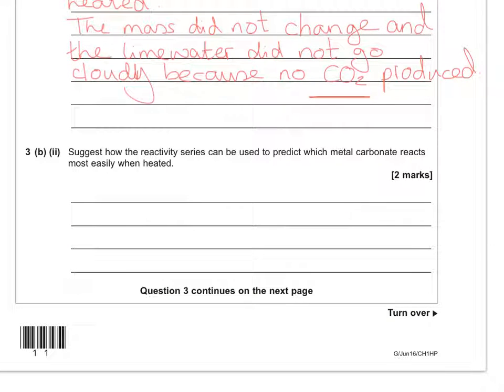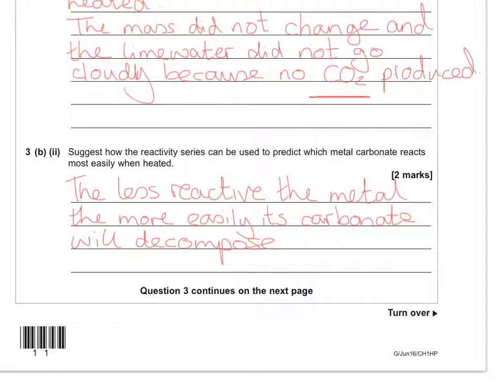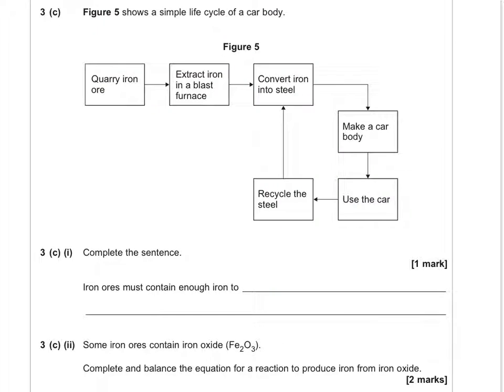Question 3B2. Suggest how the reactivity series can be used to predict which metal carbonate reacts most easily when heated. So for this one, you need to say that the less reactive the metal, the more easily its carbonate will decompose. I'd have also given the marks for saying the more reactive the metal, the more difficult its carbonate will decompose when heated.